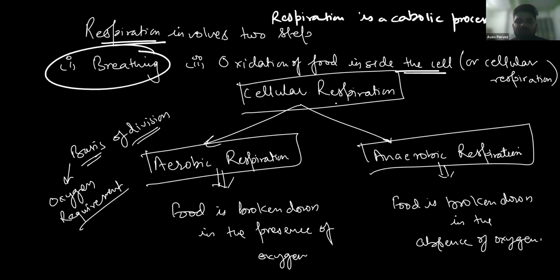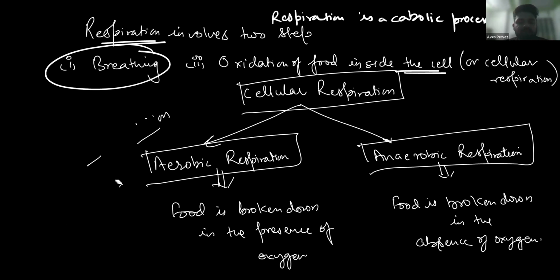Cellular respiration, note it down. Cellular respiration is of two types, aerobic and anaerobic. In aerobic respiration, food is broken down in the presence of oxygen. And in anaerobic respiration, food is broken down in the absence of oxygen.